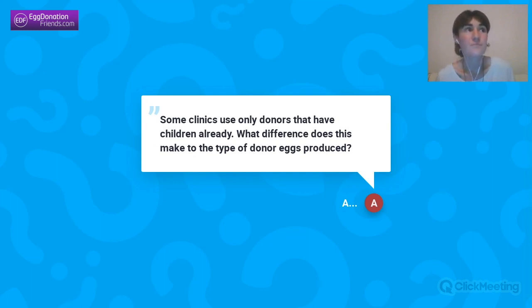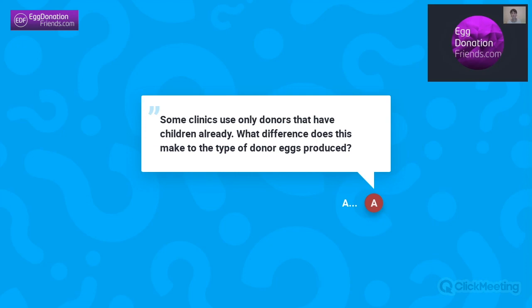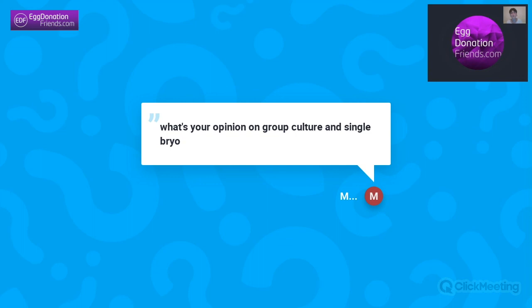So donors with proven fertility are definitely very valuable. You have to look a little bit more into their history, but you would probably lose good donors if you would put this as a rule to only take on donors which have already had babies. Yes, and thank you for the answer. The next question, which we will take a closer look, is this one.